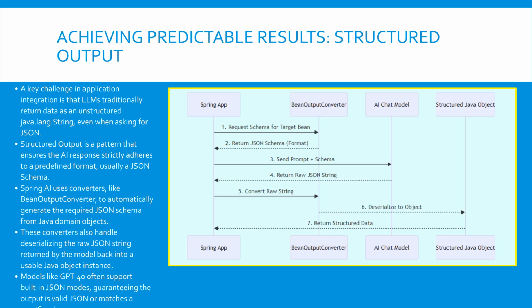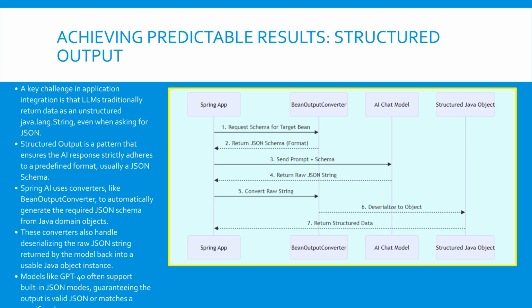When the AI returns the JSON response string, the same bean output converter automatically deserializes, or converts, that string back into a usable Java object. This capability is critical for reliable integration with downstream application logic. By using this pattern, you gain type safety and reliability, ensuring that unexpected output from the model doesn't cause errors in your application.